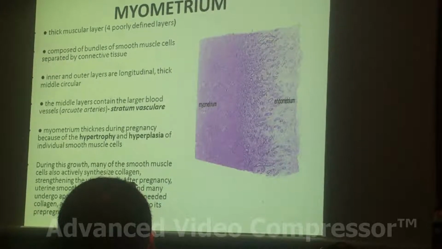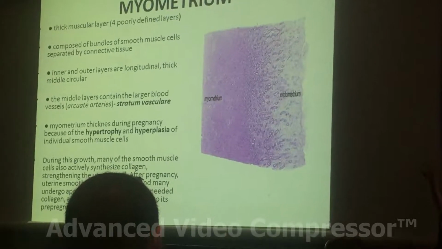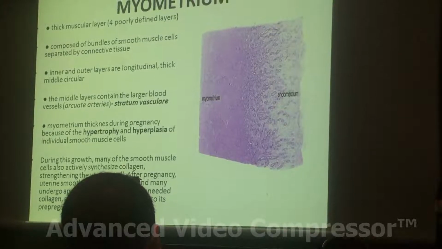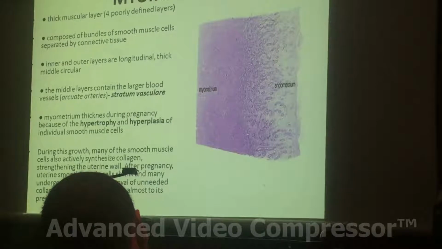The myometrial layer will undergo several changes during pregnancy. Do you know the uterus enlarges during pregnancy? Most of the enlargement is due to the myometrial layer. These smooth muscles will undergo both hyperplasia and hypertrophy during pregnancy.